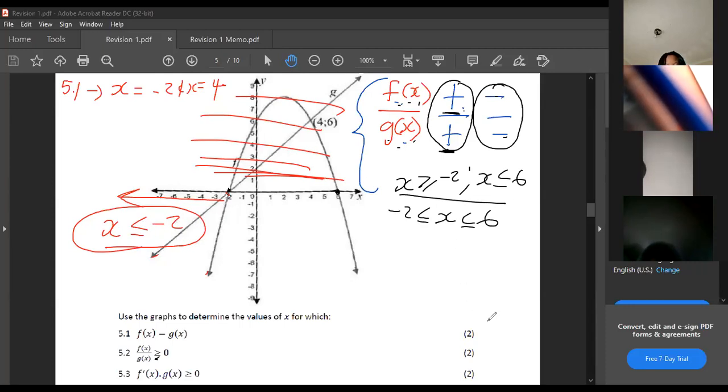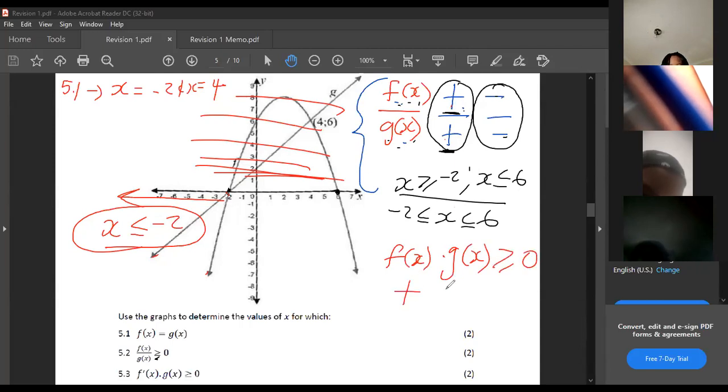Okay? Right. I think this is clear. So you take plus, plus, minus, minus. So if the question had said f of x times g of x greater than or equal to 0, it will still be plus times plus or minus times minus. It will still be the same.